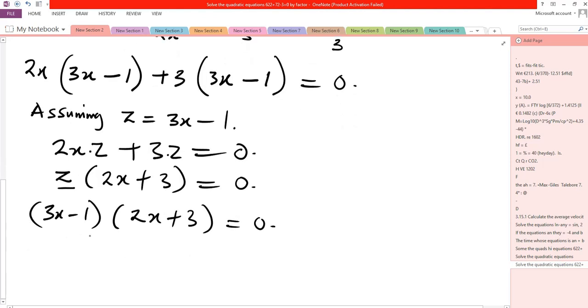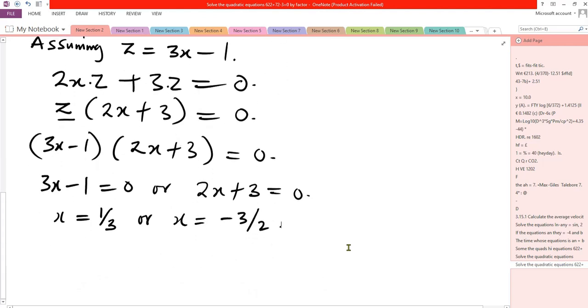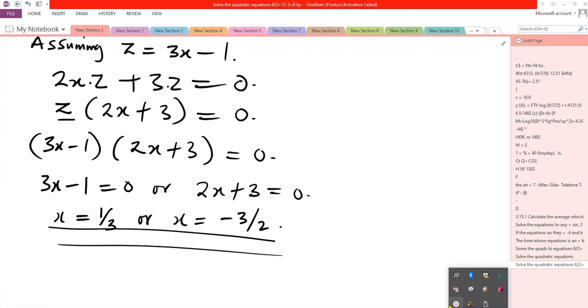So this implies that 3x minus 1 is equal to 0, or 2x plus 3 is equal to 0. So you have x equal to 1 over 3, or x equal to minus 3 over 2. So this is the final answer.